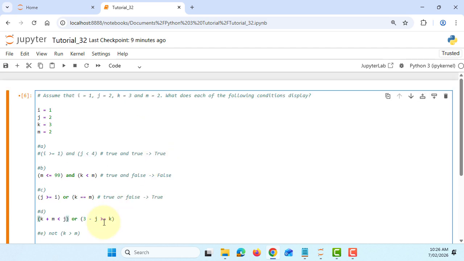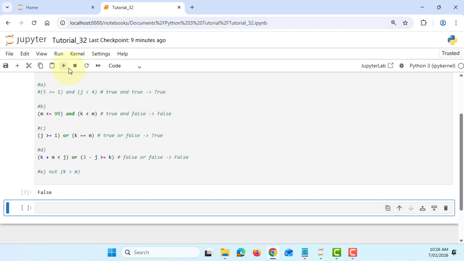Next one. Seems complicated, but it's not. One at a time. Okay, k plus m. k plus m is 5. 5 less than 2. That is not true. Here, 3 minus j is 2. So we are talking about 3 minus 2, 1 greater than or equal to k. Okay, that is not true. So it will become false. Okay.